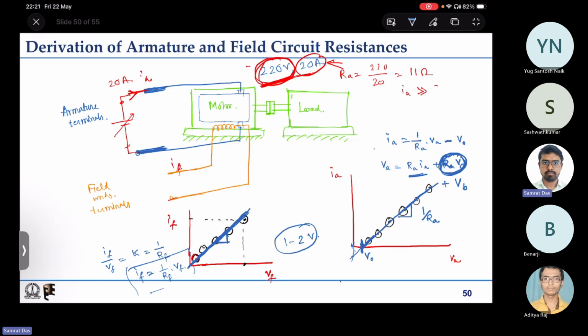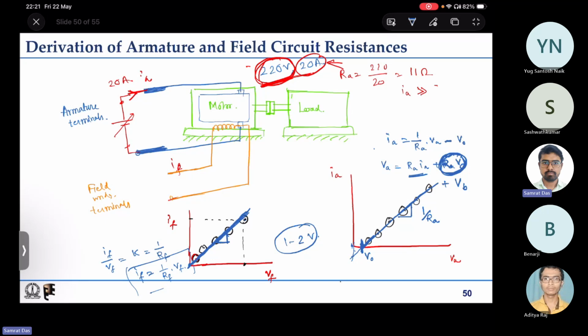So this is how we can get the armature and field winding resistances. For field winding resistance, we open the armature, we pass some current, rated current, for some time, then we reduce the voltage and reduce the current. We draw this plot, we join the lines, and we find that typically it is a straight line passing through the origin. Whatever is the slope, that is 1 by Rf, the field winding resistance. So you get one of the parameters.